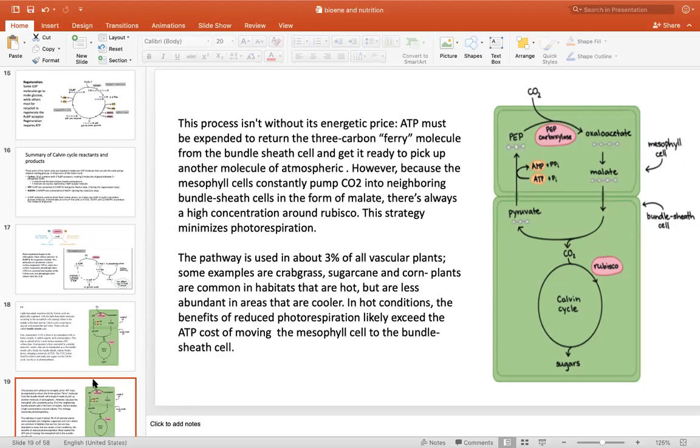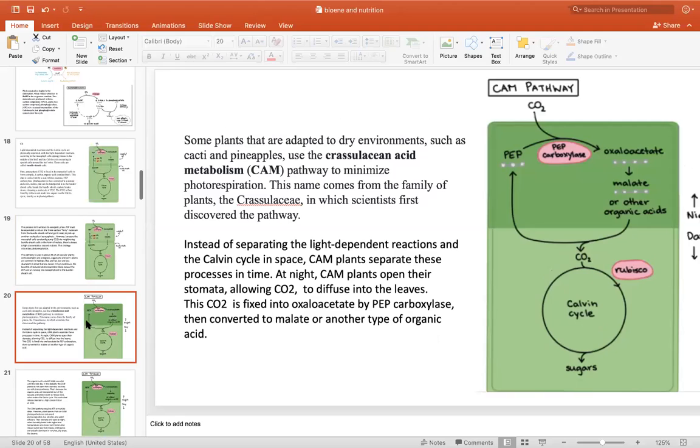Great. Let's go. Then some plants have a different mechanism called the CAM pathway, or crassulacean acid metabolism. I'm sorry, I don't know how to pronounce that. These are in dry environments. Cactus and pineapples have this pathway. Instead of separating them in two separate areas of the leaves, in such plants it is separated in time. So some processes take place in the daytime, some processes during nighttime.